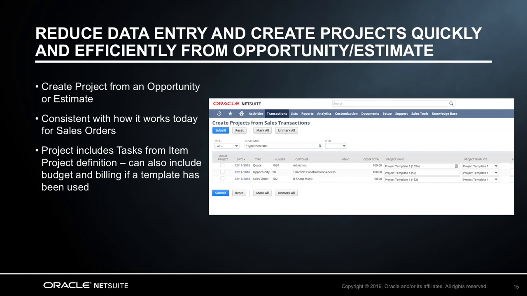In the 19.1 release, we're leveraging the integrated suite to create a new project with the items and task structure or via a template directly from the opportunity or estimate. This will work in a way that's familiar to our customers, an existing process that creates projects from sales orders. This feature will reduce the need to re-enter data as the data flows seamlessly between the 2 areas, saving time and cost, improving ease of use, and creating greater efficiencies for our customers.